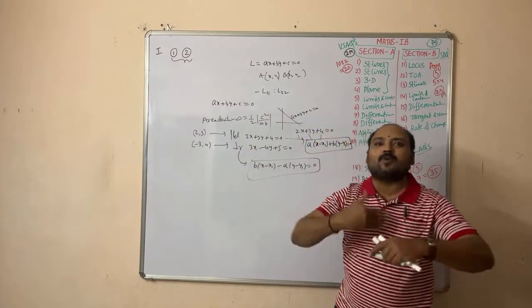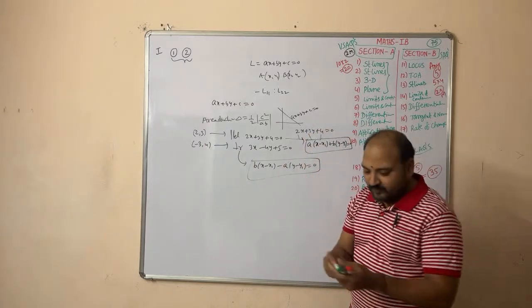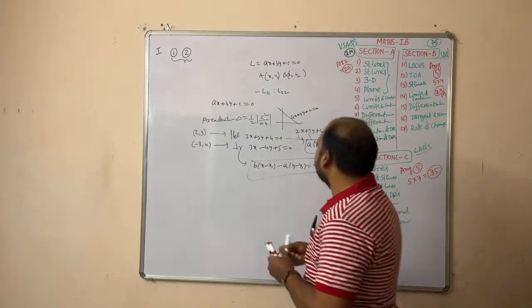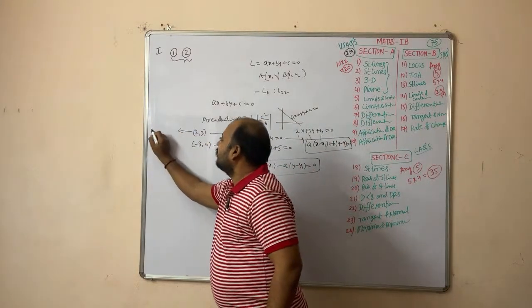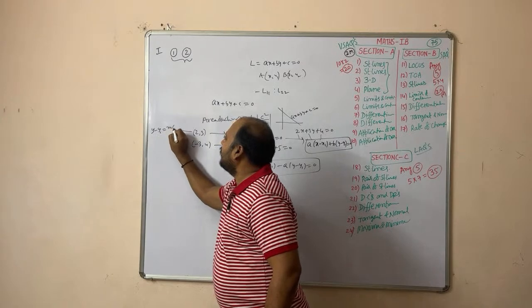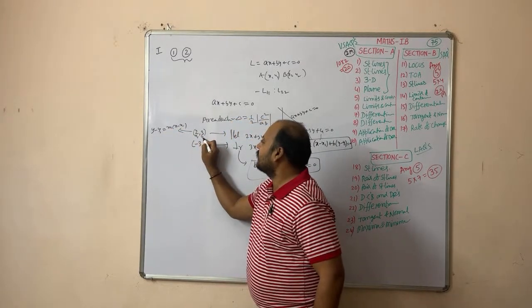Perpendicular line means minus 1 by m. This is x1 y1. Y minus y1 equal to minus 1 by m. That also you can write if you want. So another possibility for the parallel line, another formula: y minus y1 equal to m into x minus x1. x1 y1 is this point, dear students.